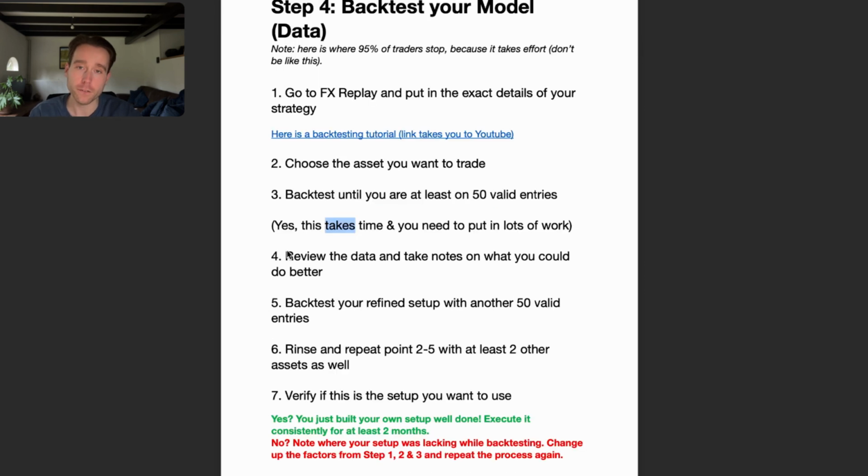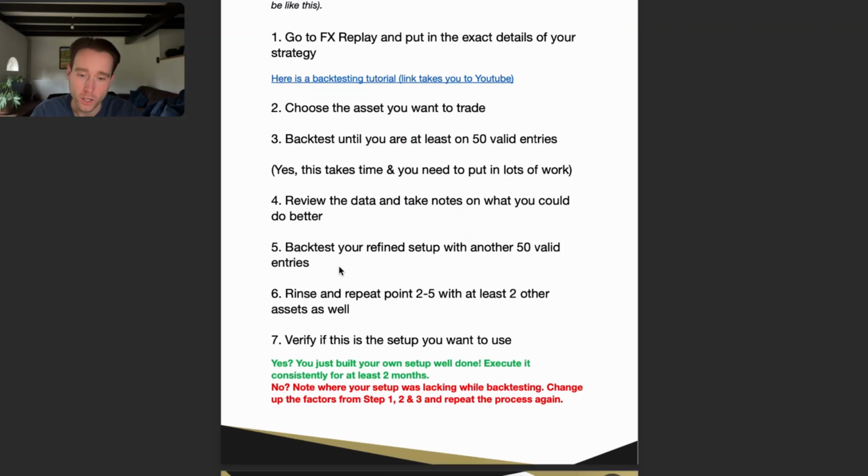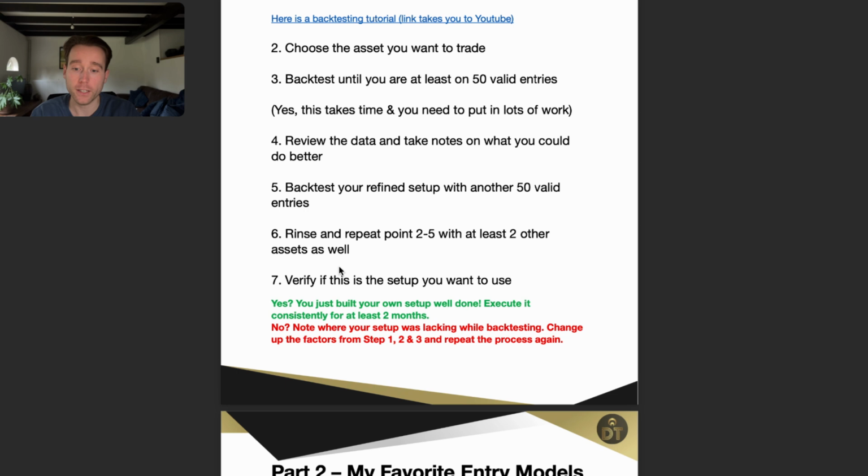Then after 50 valid entries, review the data, take notes on what you could do better. Then backtest your refined setup again with another 50 valid entries. After that, backtest your refined setup with another 50 valid entries, rinse and repeat, points 2 to 5, with at least 2 other assets. This will take you a few days, maybe some weeks, because it's going to be many hours.